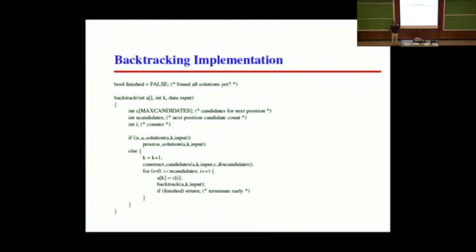Do I need a different algorithm for Sudoku versus backtrack for the traveling salesman? The answer is no. What I need is different special purpose subroutines for telling me what a solution is, telling me what to do with my solution once I have it, and generating the candidates for the next move. K equals K plus 1 is extending my tour.